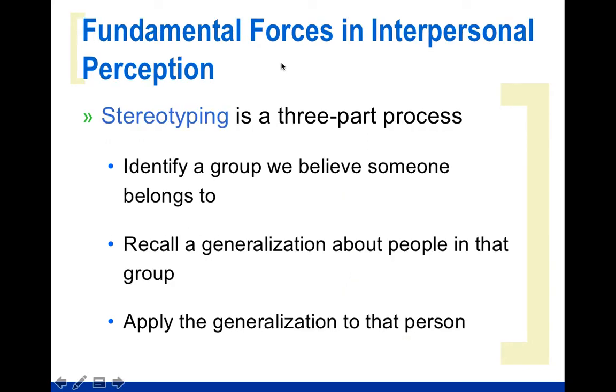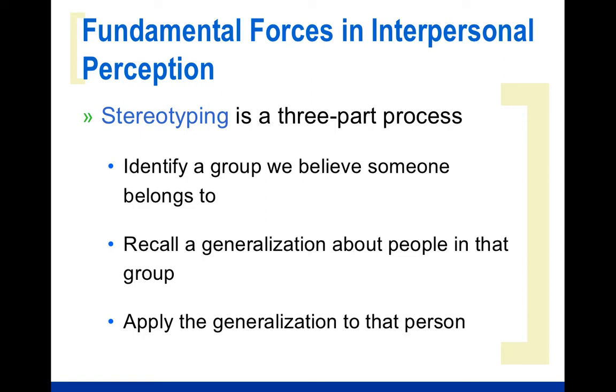So some of these forces include stereotypes. Stereotyping is a big one that often leads to an accuracy problem. We're often inaccurate due to our stereotypes. Sometimes we are accurate because of our stereotypes. But this is when it's a three-step process. First, we identify a group we believe someone belongs to. So we see somebody and just judge based on their physical appearance or something that they're wearing or the way that they're acting. We start to throw them into groups and categorize them to try to make sense of how we should interact with them.